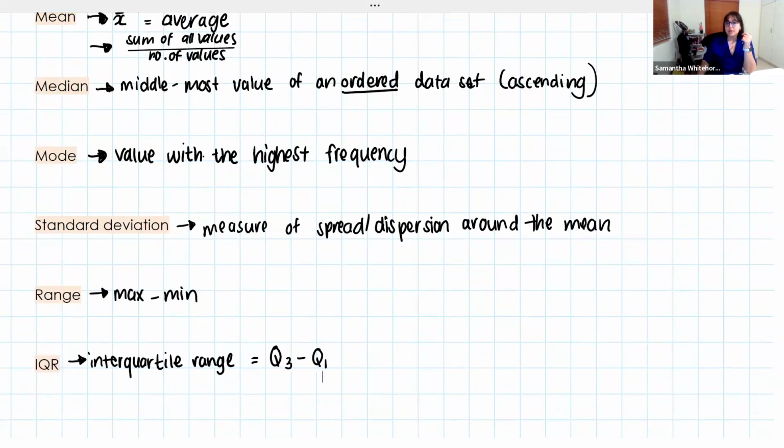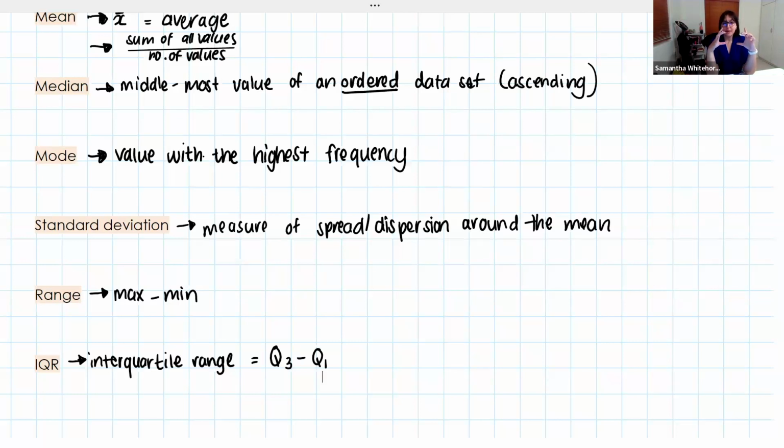Now, Q3 and Q1 are quartile 1 and quartile 3, and we will do quartiles a bit later. Right, so your quartiles, remember, split your data set up into quarters. Q1 represents from 0 to 25%. Q3 represents from 75, and then above that would be 100. So Q3 and Q1 basically are the boundaries of the middle 50% of your data.